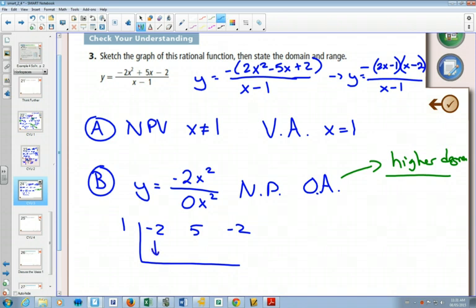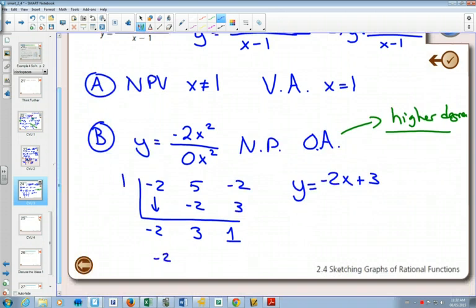So we'll bring down the negative 2, add them up, and from this, you don't have to worry about the remainder. The negative 2x plus 3, which is what you get when you divide it, is going to be your oblique asymptote. Because this means negative 2x plus 3 remainder 1, and just the negative 2x plus 3 is what your oblique asymptote is going to be.